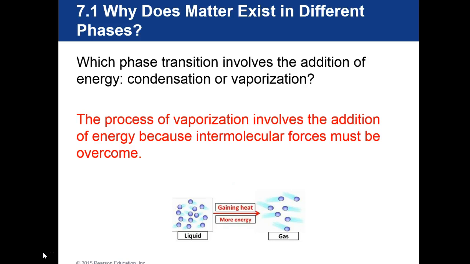The process of vaporization involves the addition of energy because the molecular forces must be overcome. As you can see, we have a liquid. We added the energy of the heat on the stove to turn it into a gas. Just like we had the ice cubes in the freezer, brought it out to the warm kitchen, the heat of the kitchen caused it to turn to a liquid.